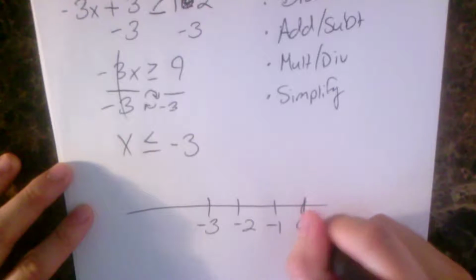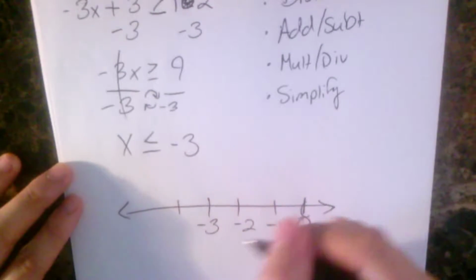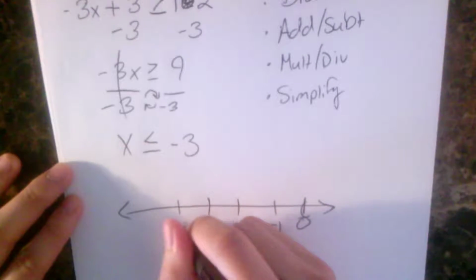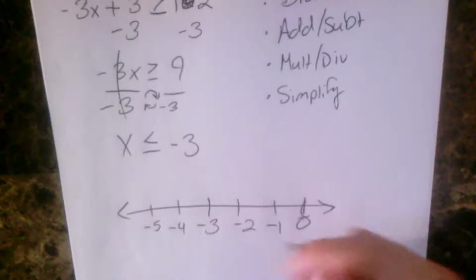Oh, sorry. 0. And it could keep going. It doesn't really matter how far you go. Now let's go to the more negative side. -4, -5, and this could keep going as well.